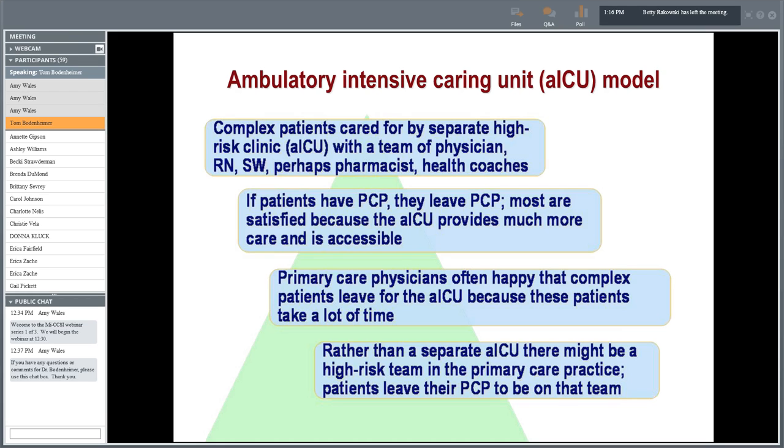Now, maybe there's not a separate clinic for these high-risk patients, but it's actually a separate team in the primary care practice. So we have, for example, in one of our practices at San Francisco General, a high-risk team, complex care management team. And the primary care physicians will refer patients, and they will accept these patients, and then they're taken care of by this team. And so far, the data shows that they're doing a lot better in terms of reducing their hospitalizations and improving their care. And that team has a nurse, social worker, pharmacist, and a health coach to take care of these patients.